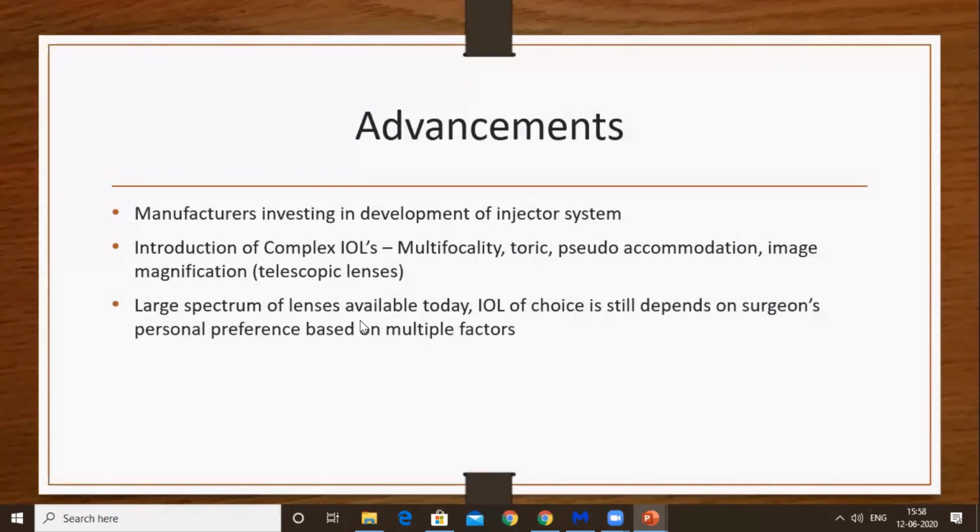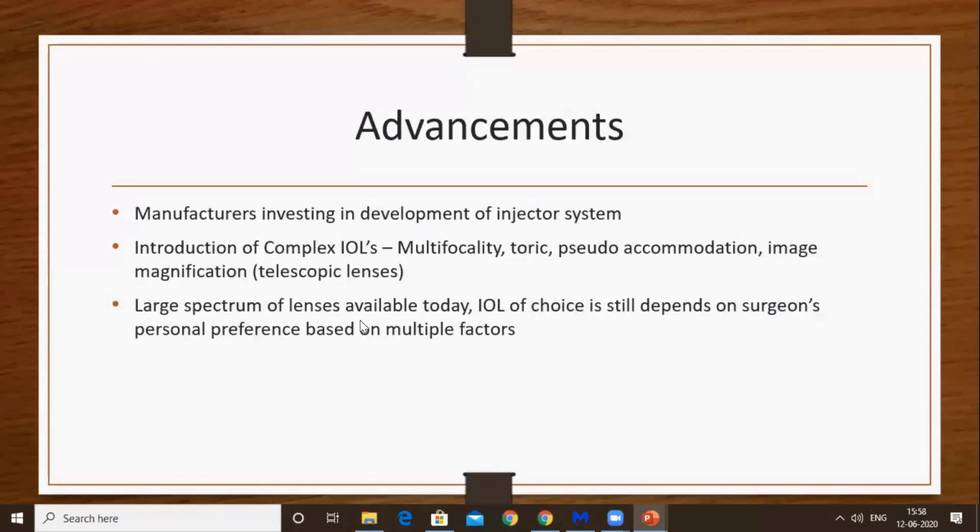The problem with the accommodative IOLs is that the patient's ciliary body should be very strong, so that we can implant the accommodative lenses. If the patient's ciliary body is weak, then we can't use an accommodative IOL inside the eye.